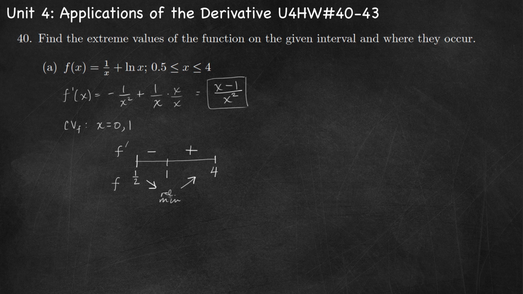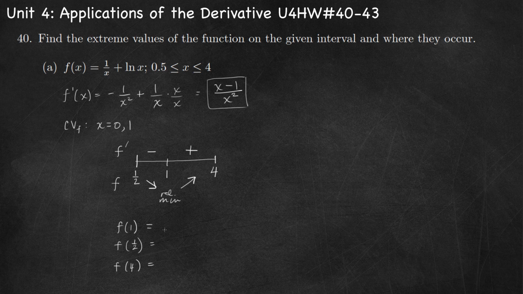I don't know my absolute maximum without checking the y-coordinates of my endpoints. Typically, we would check the y-coordinates of all the relative extrema and the endpoints and then conclude what our absolute max and min are from there. So I'm going to go ahead and do that, since that's the process we'll normally be following. So I would find f of 1, and then I would find f of 1/2, my left endpoint, and f of 4, my right endpoint.